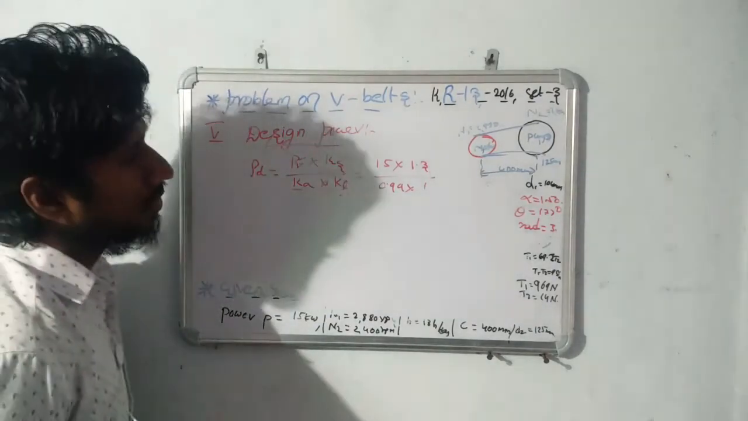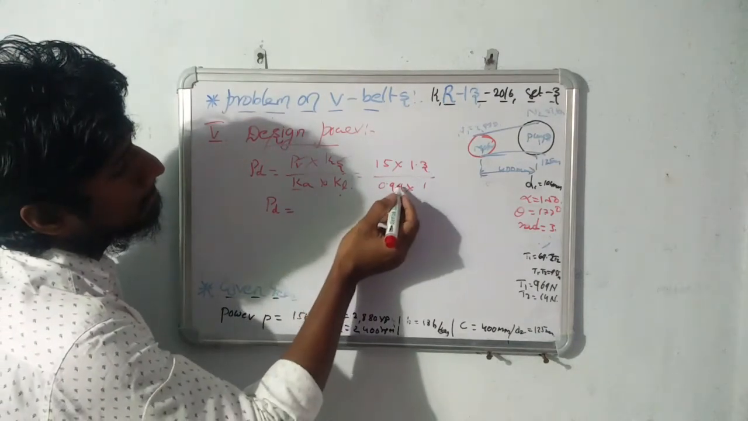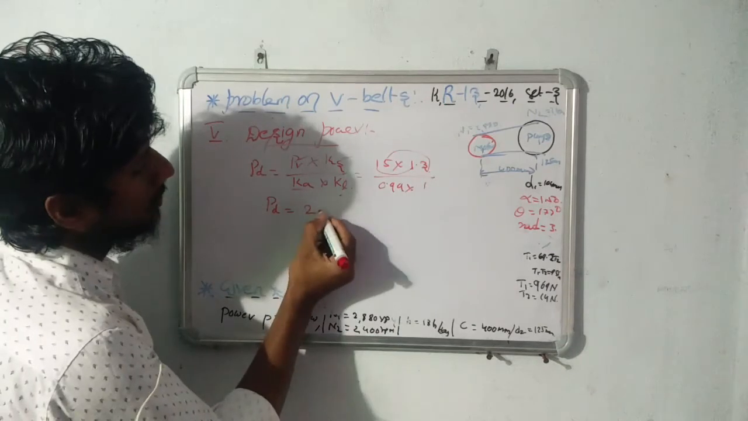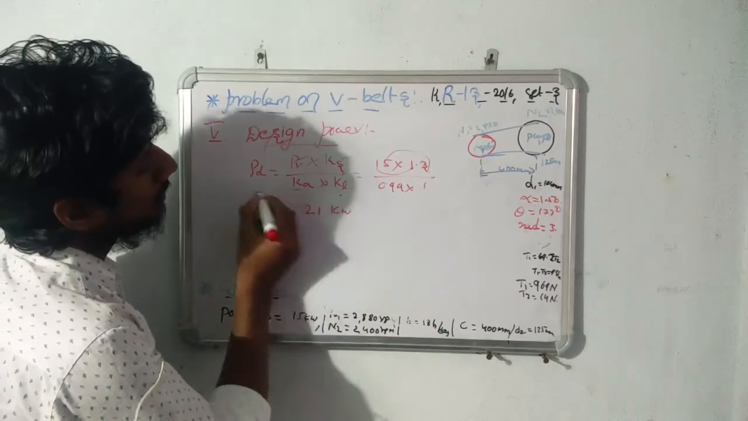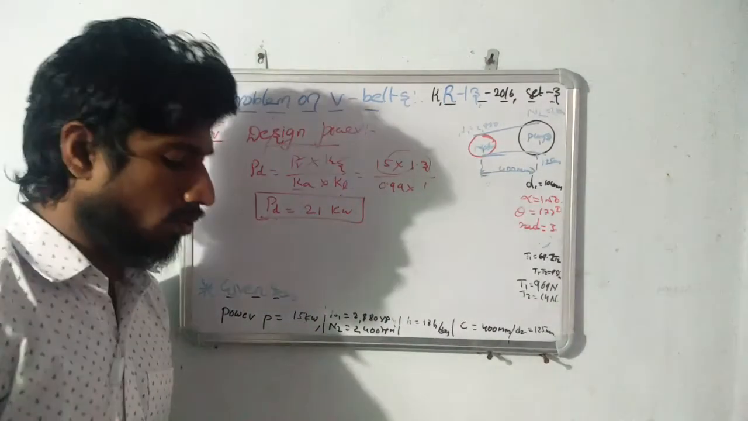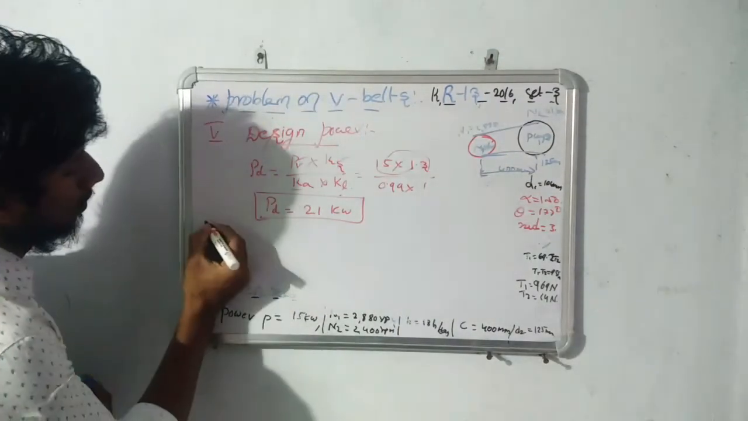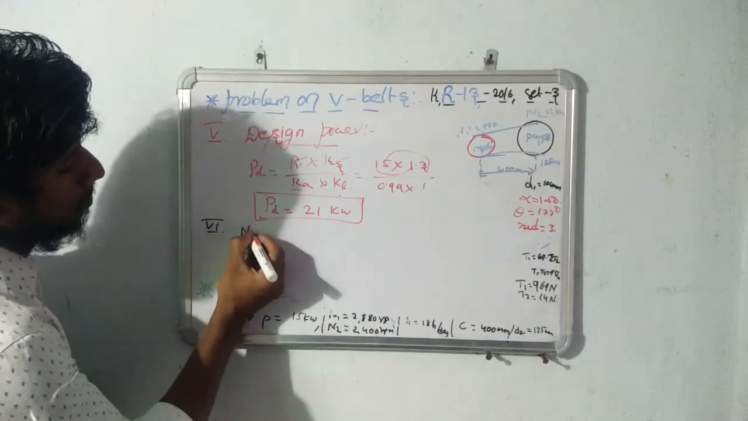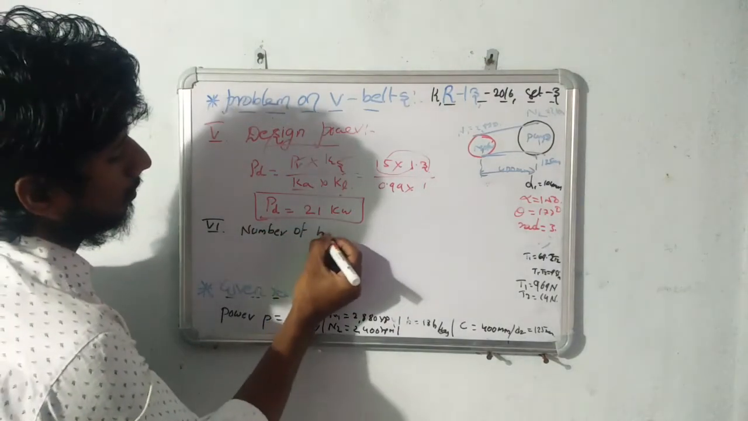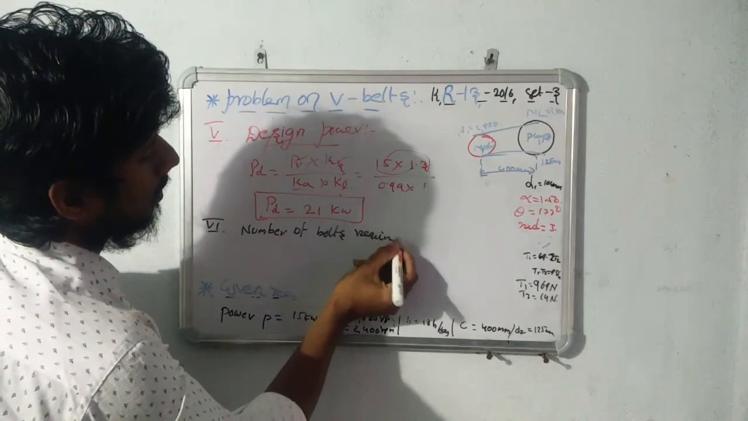So by simplifying this, we get the design power value, PD equal to 1.3 into 15 into 0.99 into 1. So that is approximately equal to 21 kilowatts. So this is about the design power, and next we are going to find out the number of belts required.